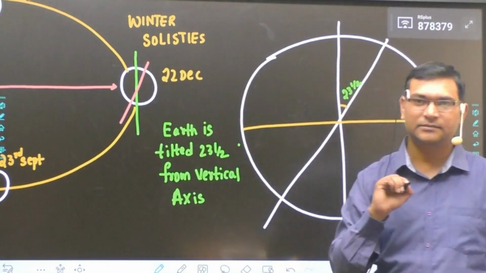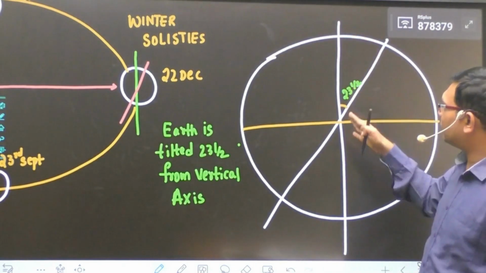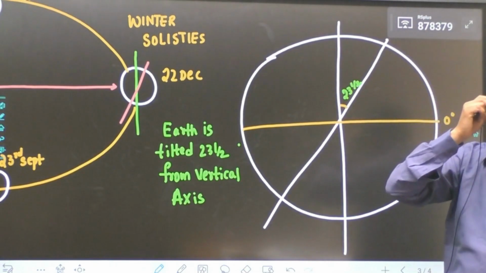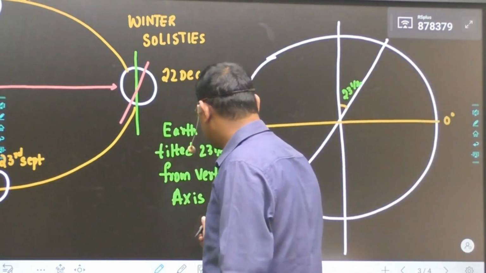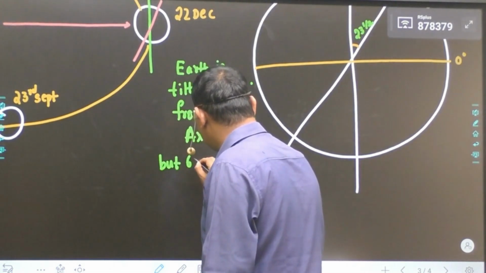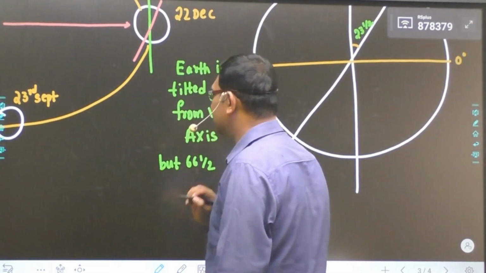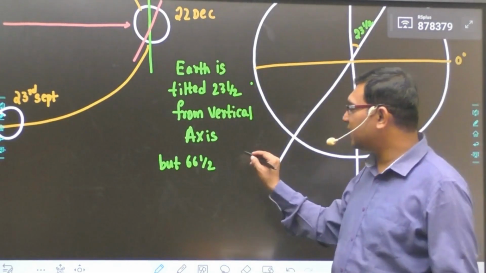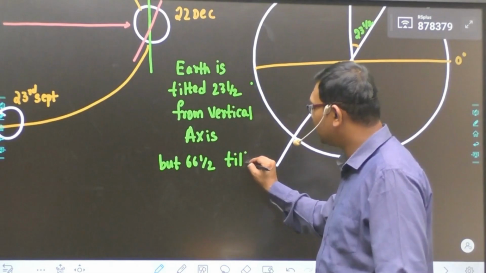Am I right? Earth is tilted. This is our vertical axis, no? Earth is tilted 23.5 degrees to the vertical axis. But you see, it is 66.5 degree tilted. 66.5 degree. Okay? 66.5 degree tilt from the horizontal plane.